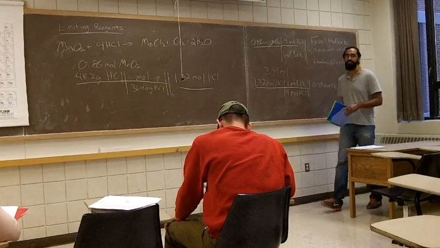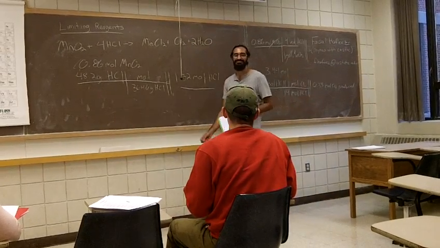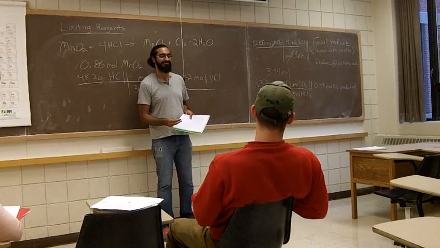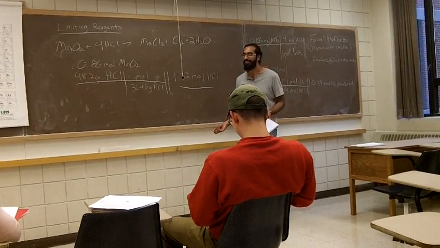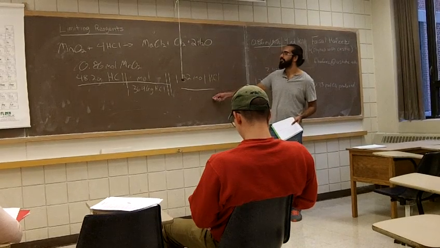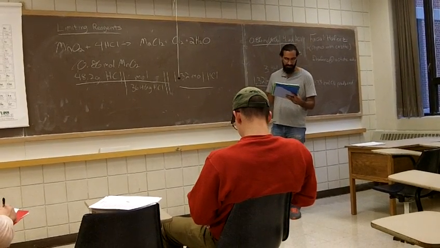So why are limiting reactants important? If you want to plant something, you have to know exactly how much you need and what's going to run out first. So in this case, it's good to know that HCl is going to run out first. Okay, good job.